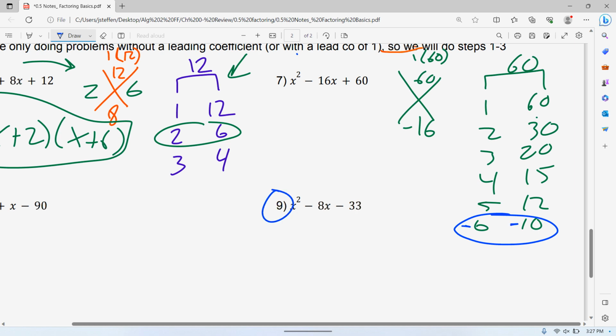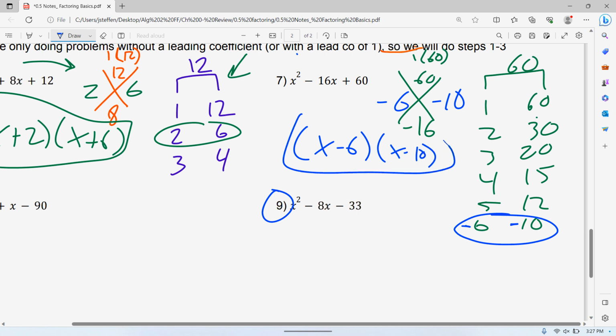So change positive 6 to negative 6, change positive 10 to negative 10. Now all of a sudden, those do add up to be negative 16. But this is where you can double check. Do they multiply to be positive 60? Well, yeah, they do. Do they add up to be negative 16? There you go. So my answer is x minus 6, x minus 10.